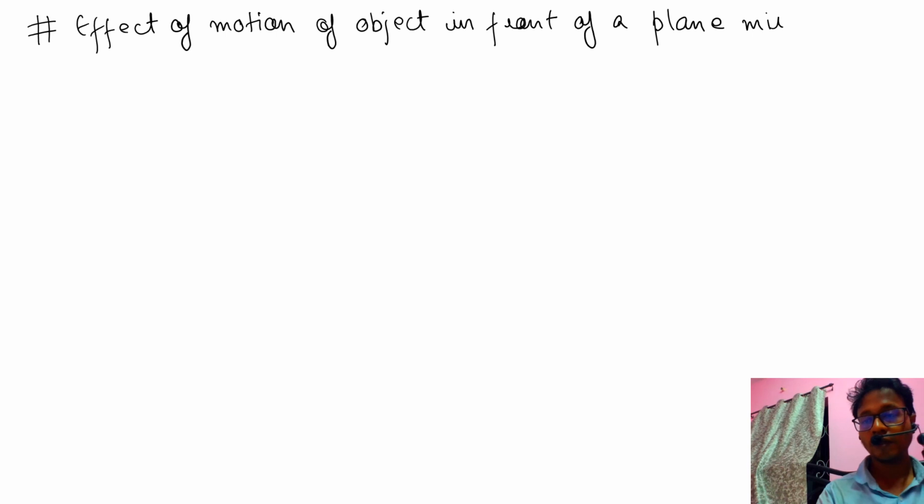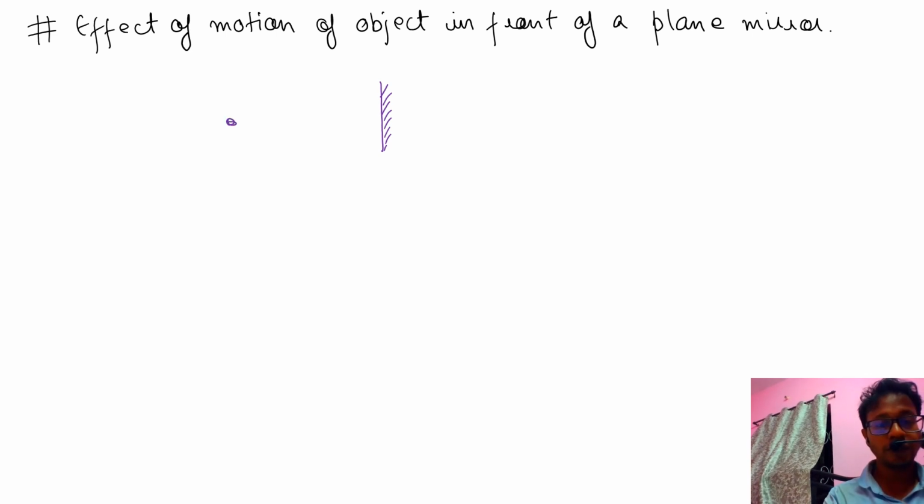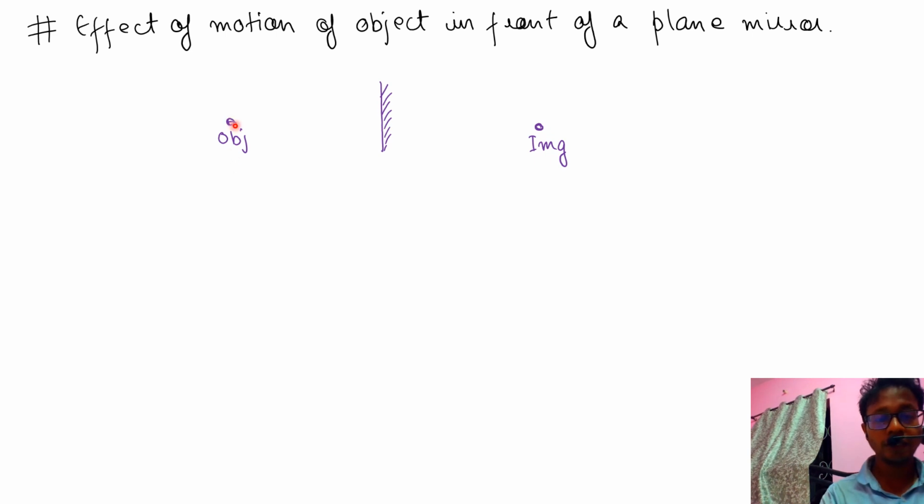Plane mirror. What we're trying to study is, suppose there is a plane mirror and this plane mirror is fixed. Now there is an object. The image will be formed out here. Now in the earlier cases, we tried to rotate the object, no? But in this case, the object will move with velocity.